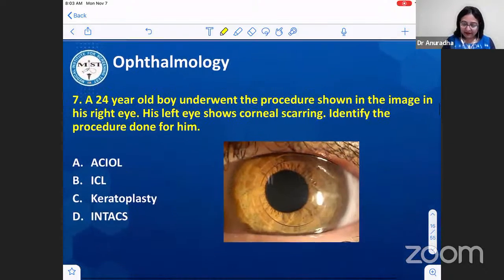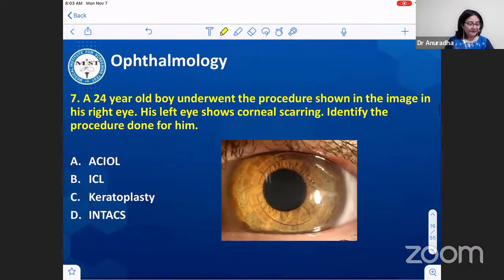Okay, let's move on to the next question, dear friends. After the diabetes, important topic, let's move on to another question. A 24-year-old boy underwent the procedure shown in the image in his right eye. His left eye shows corneal scarring. Identify the procedure done for him.